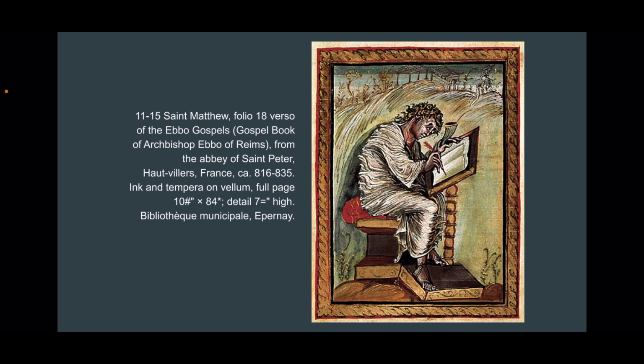St. Matthew is seated on a stool and seems to be in anguish over his writing. His eyebrows are furrowed, and a winged man is seen in the upper right-hand corner of the image and appears to be directing St. Matthew in his writing.